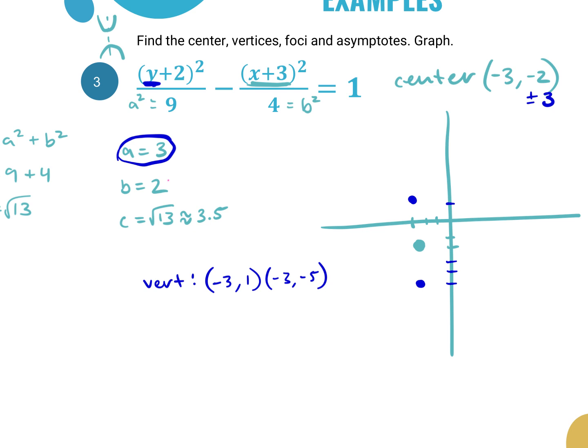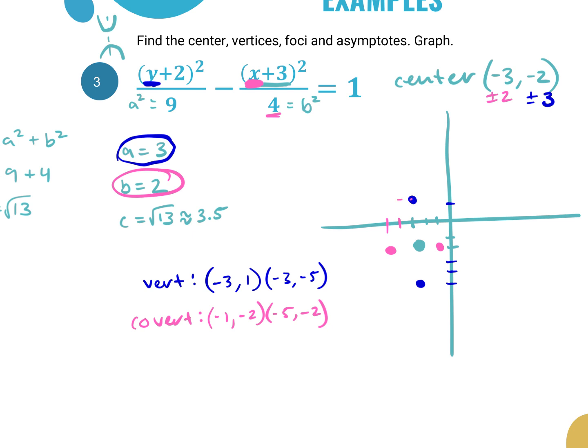Next, let's put our co-vertices. So we're going to go to the left and the right 2. So our co-vertices would be -1, -2, and -5, -2. Because we are moving to the left and right for our b, and b is under the x, we would add and subtract 2 from the x.